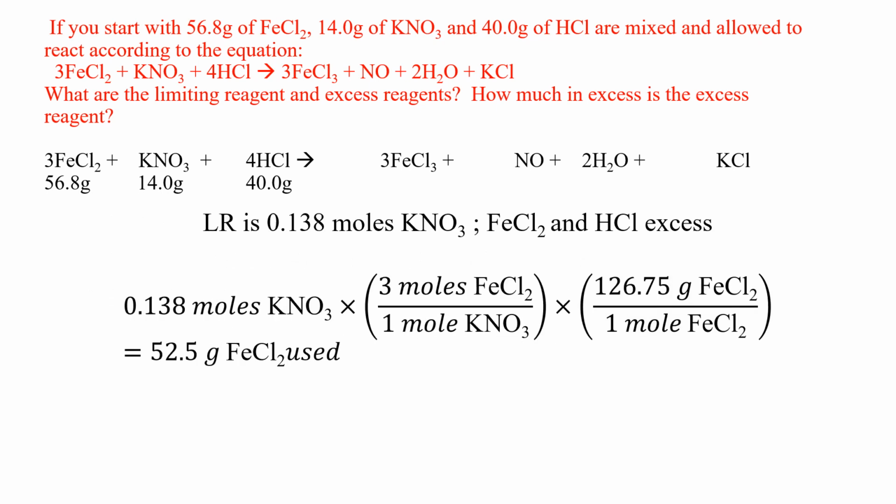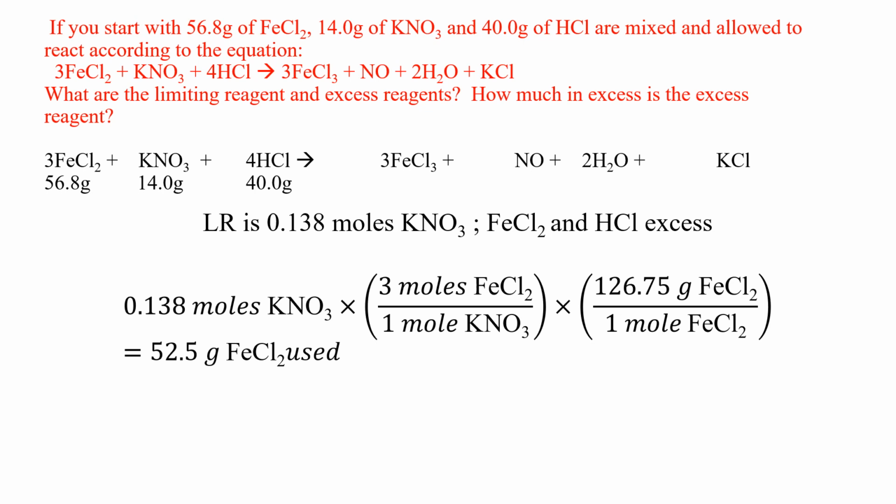So let's do it. Again, the limiting reagent is 0.138 moles of potassium nitrate. The amount of each excess reagent consumed should be determined by the limiting reagent. The same thing applies to the products produced; they should also be determined by the amount of limiting reagent. So that's exactly what I do here. I started with the 0.138 moles of potassium nitrate, and I multiply by the mole ratio that I get from the balanced chemical equation between iron 2 chloride as well as potassium nitrate.